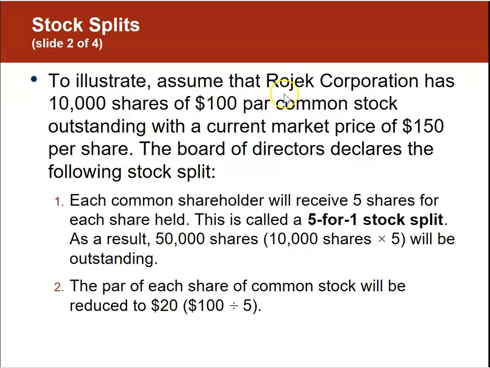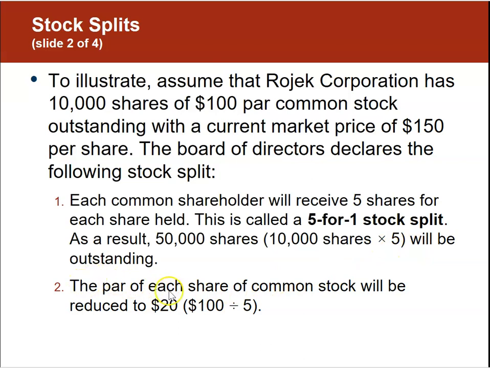It says Rojek Corporation has 10,000 shares of $100 par common stock with a current market price of $150 per share. The board of directors declares the following stock split. Each common shareholder will receive five shares of stock for each share held. This is called a 5-for-1 stock split. As a result, we have 50,000 shares now. We have the 10,000, which was up here, multiplied by 5 will be outstanding.